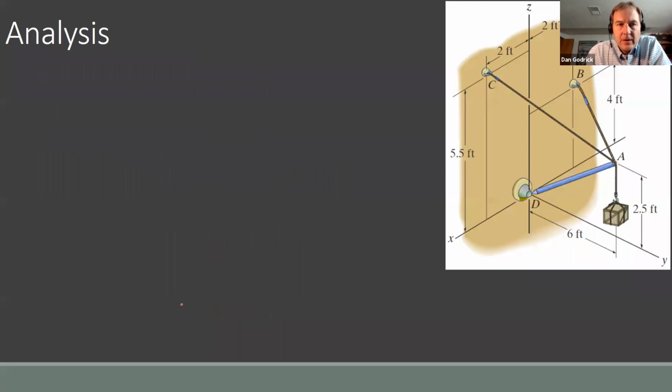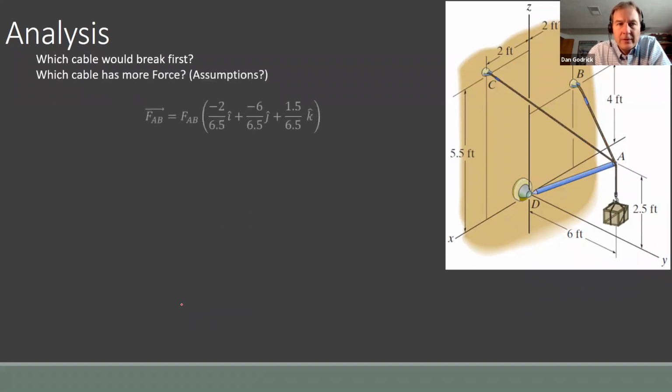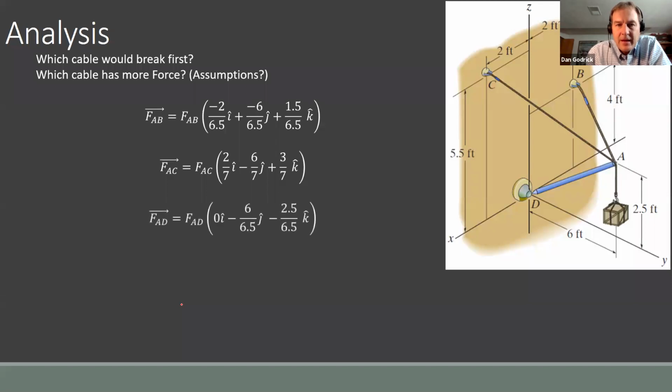All right. So now, which cable is going to break for us? Which equations do we use? So FAB, we know is this. FAC, we determined was that. FAD, we determined was this. And we can actually say W acts 0 in the i plus 0 in the j minus 1 in the k. Why is that? Because just the force of gravity, it's pulling it down.